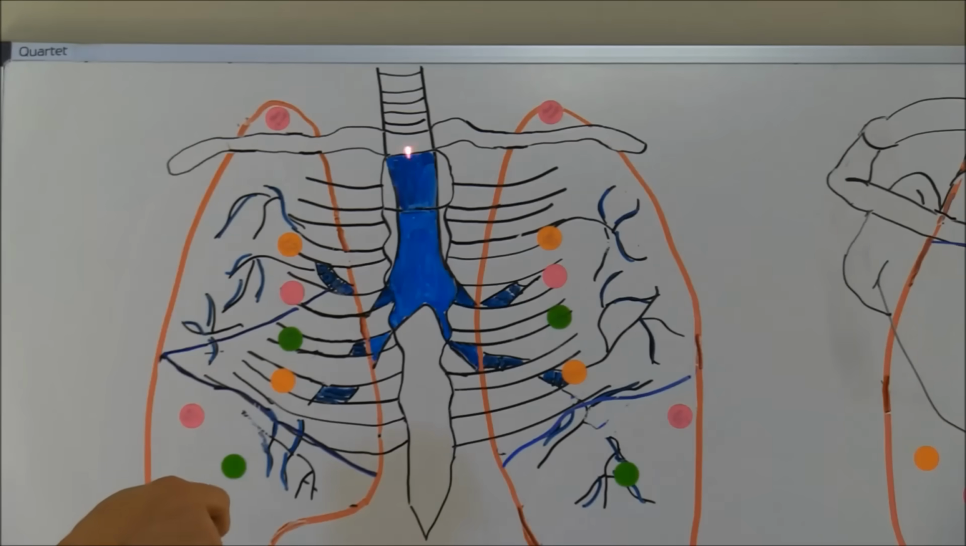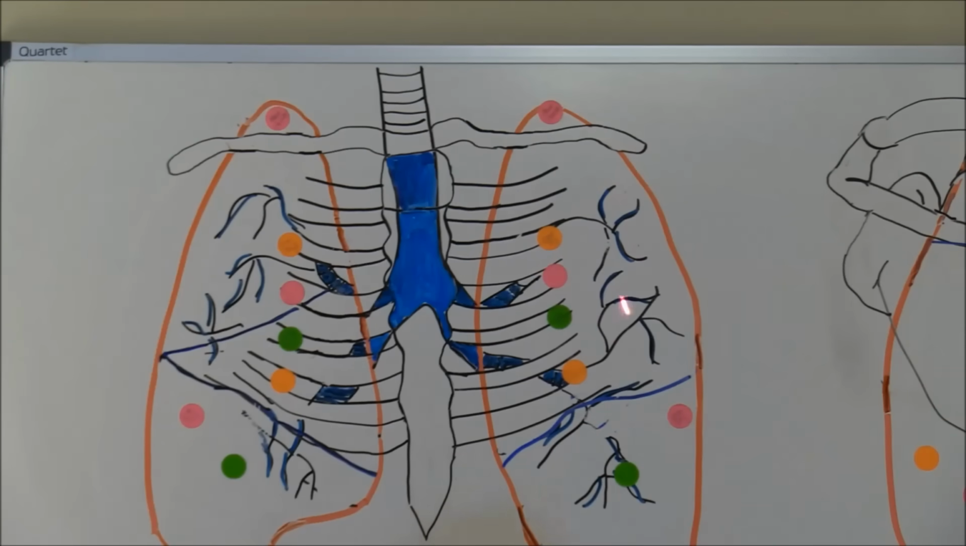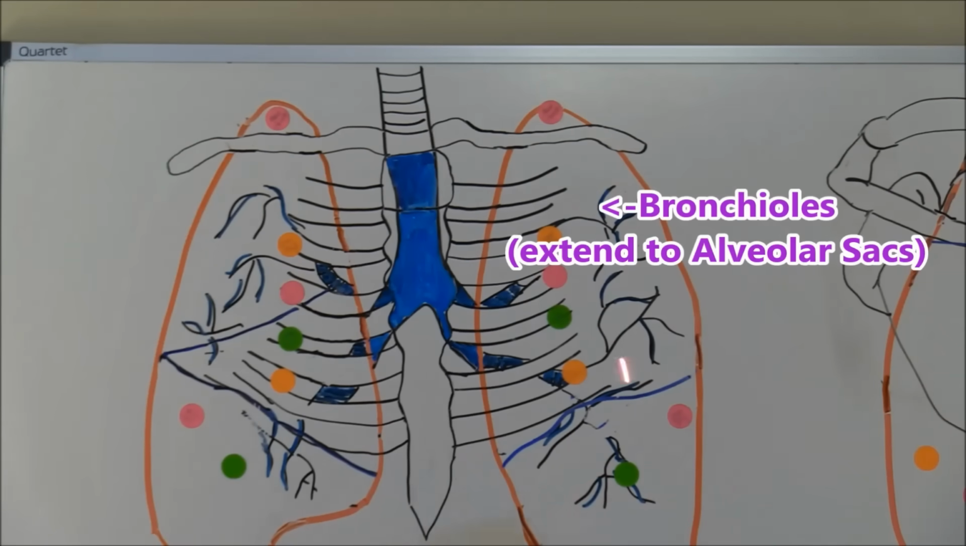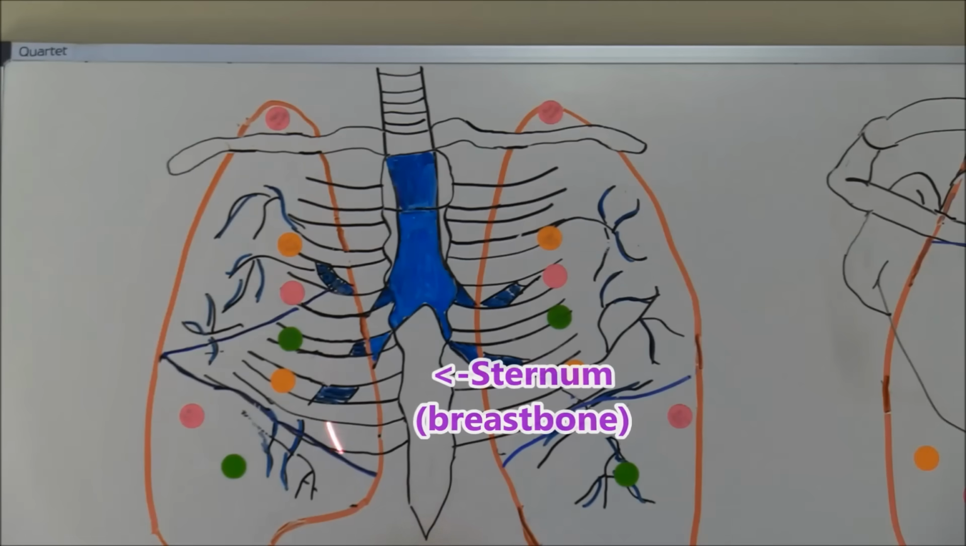Then we have our trachea, which is up here, and it goes down and it branches off into your bronchi. And then your bronchi go even further and branch off into bronchioles with your alveolar sacs. And this is where gas exchange occurs. And then of course you have your breastbone and all your ribs right here.